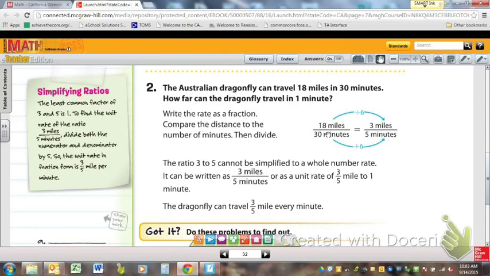And we reduce it. We can't change this to 1, so we're just going to divide it by the number that goes into both, which is 6. So 18 divided by 6 is 3 miles, and 30 minutes divided by 6 is 5 minutes. The ratio 3 to 5 cannot be simplified to a whole number rate. It can be written as 3 miles in 5 minutes, or as a unit rate of 3/5 of a mile to 1 minute. So the dragonfly can travel 3/5 of a mile every minute.